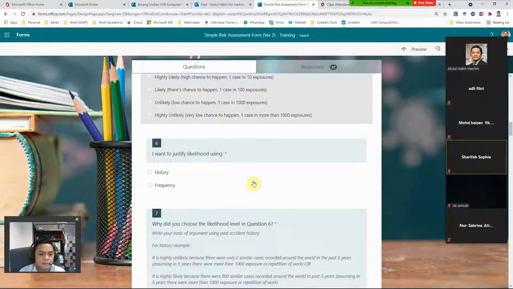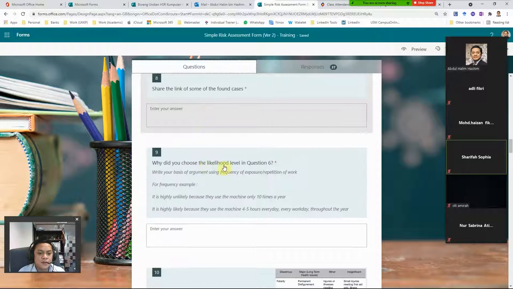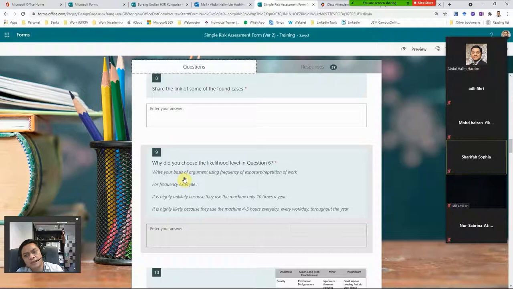Now, if you choose frequency, then you need to answer question 9. Frequency means how many times they are exposed to that hazard. I give you an example: if you use the meat cutting machine like once a year, the contact with that cutting part is very low, highly unlikely, because you just use it one time a year, only during Raya. But if you use that machine almost daily, 5 to 6 hours every day, then the likelihood will be higher, because every time your finger is very close to that cutting part. And that is how you use frequency as a basis of your argument.